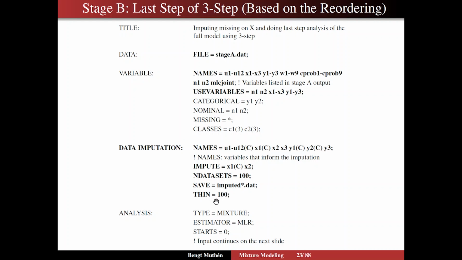And this imputation is done by Bayesian analysis. So we have the concept of thinning, that is not saving every iteration in the Bayes analysis, but skipping to make observations more independent. And we do thinning equals 100, that may be more than we need. Anyway, so we do mixture analysis then on these data, and although we use Bayes here for imputation, our analysis estimator is maximum likelihood. And since it's the last stage, the last step, we use starts equals 0.